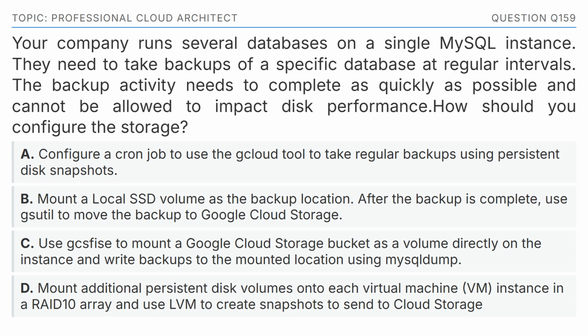The options are: Option A, configure a cron job to use the gcloud tool to take regular backups using persistent disk snapshots. Option B, mount a local SSD volume as the backup location. After the backup is complete, use gsutil to move the backup to Google Cloud Storage. Option C, use gcsfuse to mount a Google Cloud Storage bucket as a volume directly on the instance and write backups to the mounted location using mysqldump. Option D, mount additional persistent disk volumes onto each virtual machine (VM) instance in a RAID 10 array and use LVM to create snapshots to send to cloud storage.